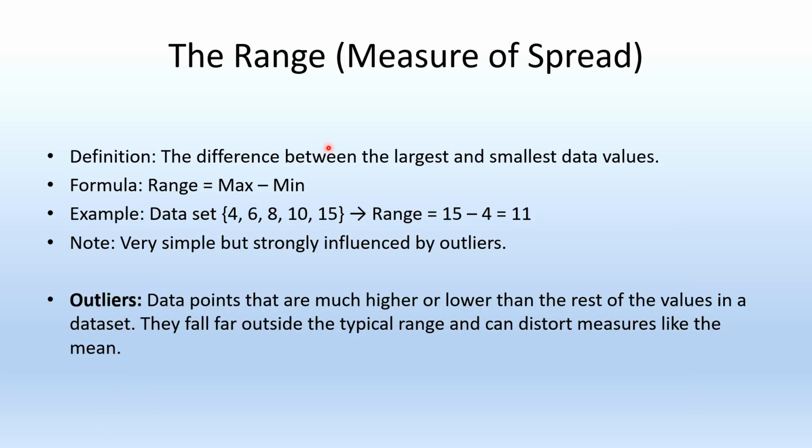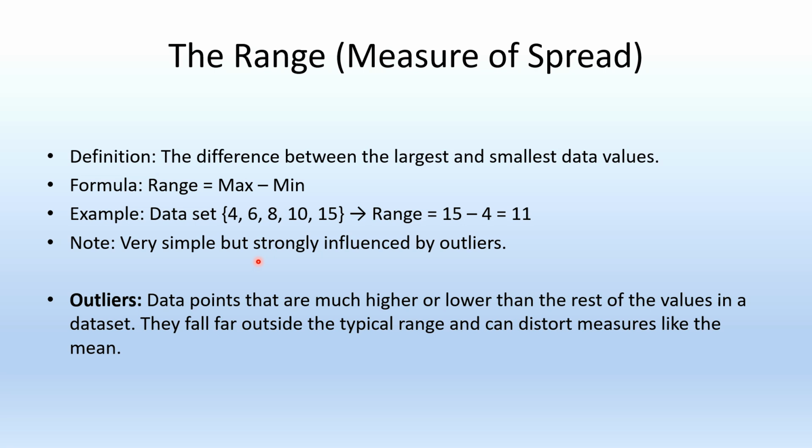Now, if we want to look at how big this data set is, what's the range of it? The range is the difference between the largest and smallest data values. So it's the maximum minus the minimum. Let's take the data set 4, 6, 8, 10, 15. The range goes from 15 to 4. We subtract those two numbers in this order, the largest minus the smallest, and we get 11.